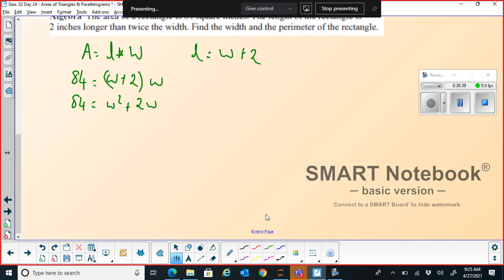It's a quadratic equation. I'll get two solutions here. Subtracting 84 from both sides, I'll have 0 equals W square plus 2W minus 84.